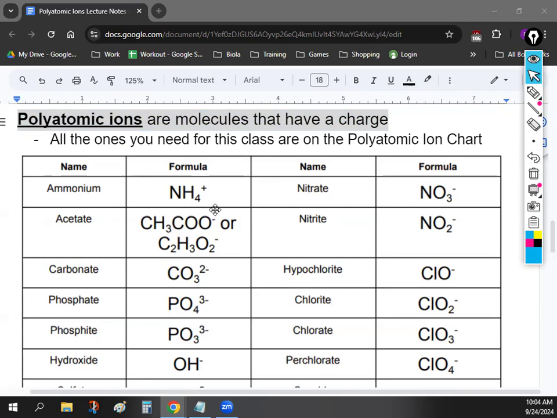If you take a look at this chart right here, we have the ones that we're going to be using for this class. You'll notice they're a little different from the ions we've been looking at, because all those ions are just one element. For example, we have Mg, and that's 2+. But if you look here, we have this group of atoms, NH4, and when you put them together, this whole thing has a positive charge. Or if you put these all together, they have a negative charge.